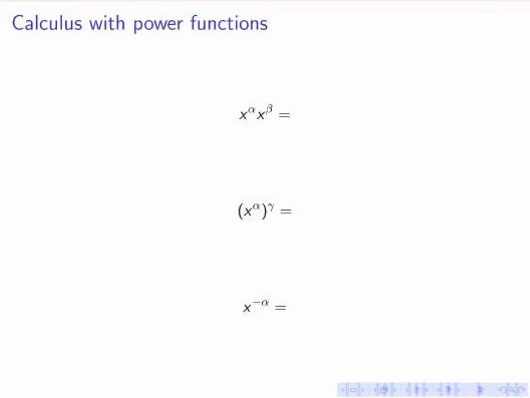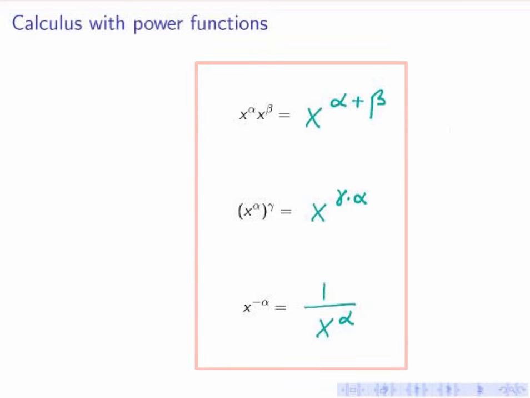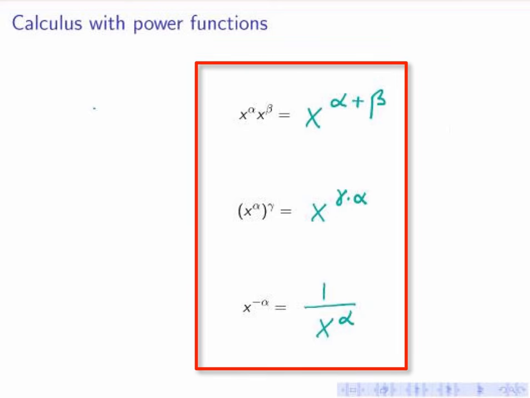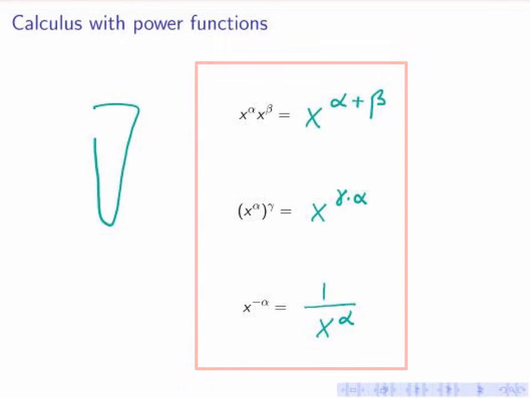Now a few basic calculus rules for power functions. x to the alpha times x to the beta is x to the alpha plus beta. x to the alpha to the gamma is x to the gamma times alpha. So the exponents multiply. x to the minus alpha, as we know, is 1 over x to the alpha. These are super important rules, and we will use them all the time.